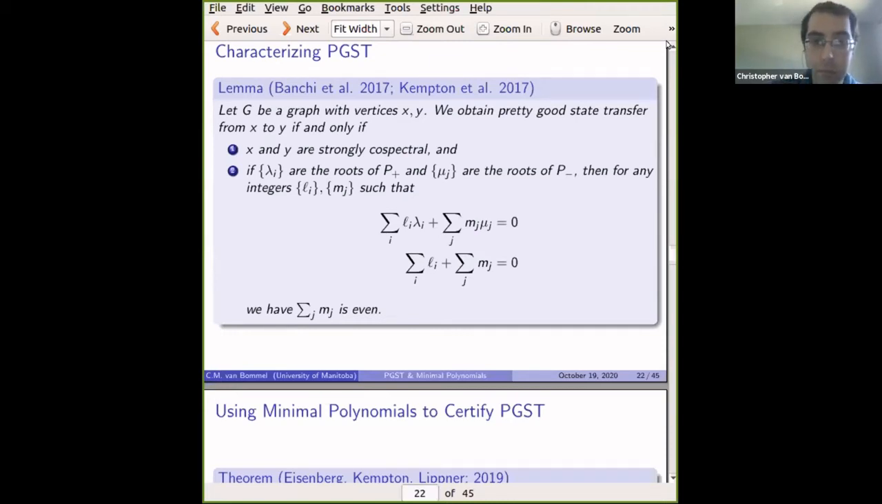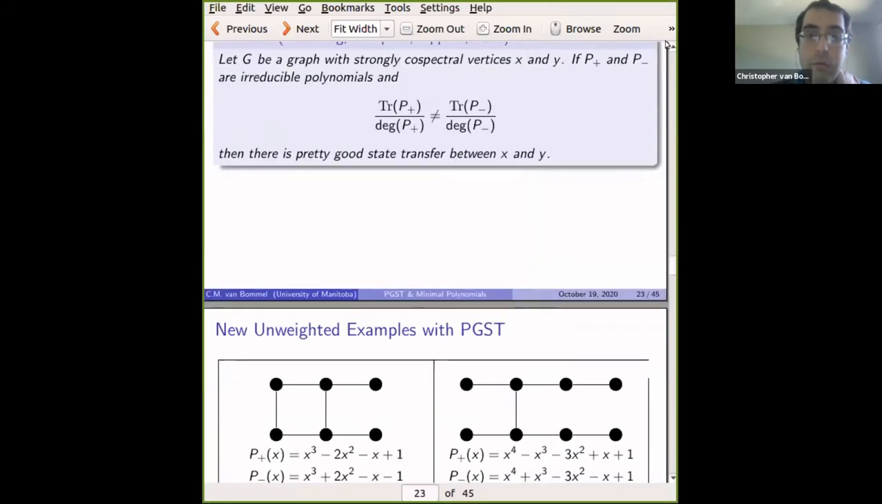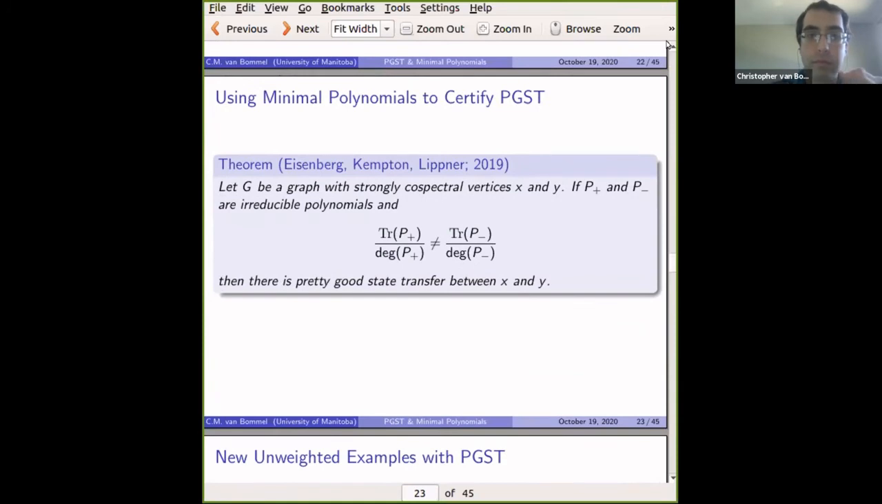then the two sets of coefficients that correspond to p plus and p minus, the sums of the coefficients there both have to be even. And so looking at minimal polynomials, Eisenberg, Kempton, and Lippner derived a condition based on p plus and p minus being irreducible.